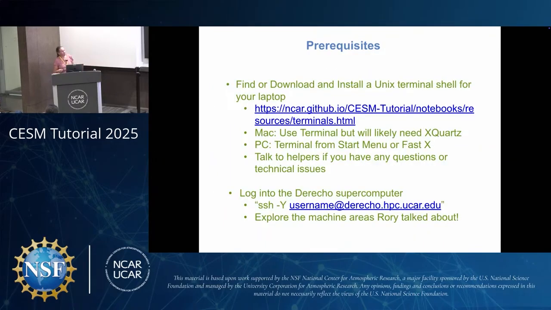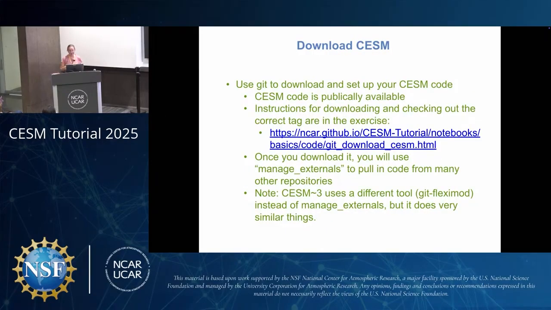And then we're also going to make sure that you can download and install a Unix terminal, whatever machine you brought with you. And then there's the little thing on logging into the Ratio supercomputer. I use just Y, but you can use XY or -L. Rory covered a lot of that. But again, if you have any questions, just talk to one of us and we can make sure that everything's working for you. And then we're going to get to downloading CESM.